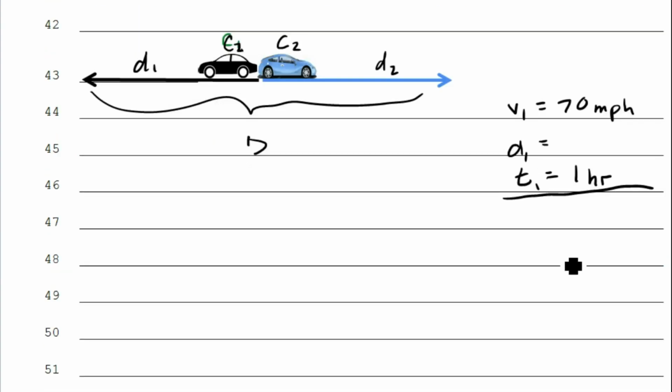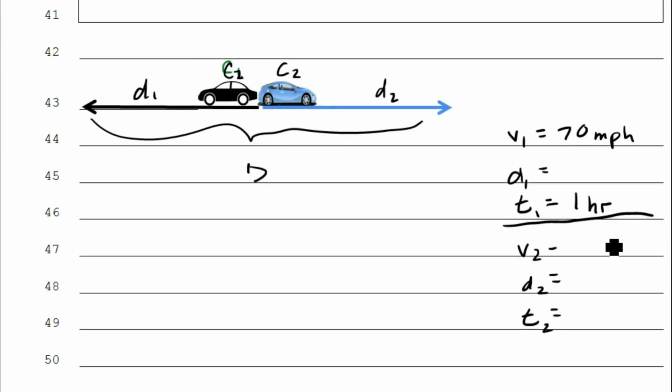And what do we know about the second car? V2, D2, T2. V2 is going 50 miles an hour. We don't know the distance. We know the time is 1 hour. We know that D will equal D1 plus D2. And substituting V1 T1 plus V2 T2.